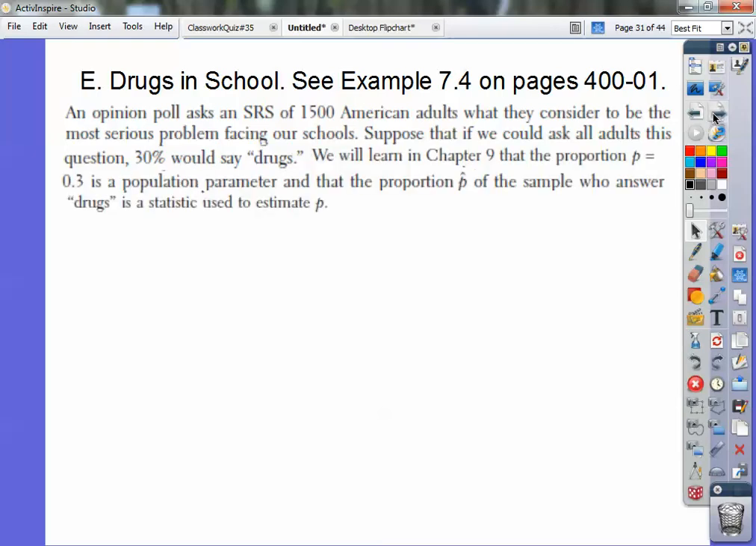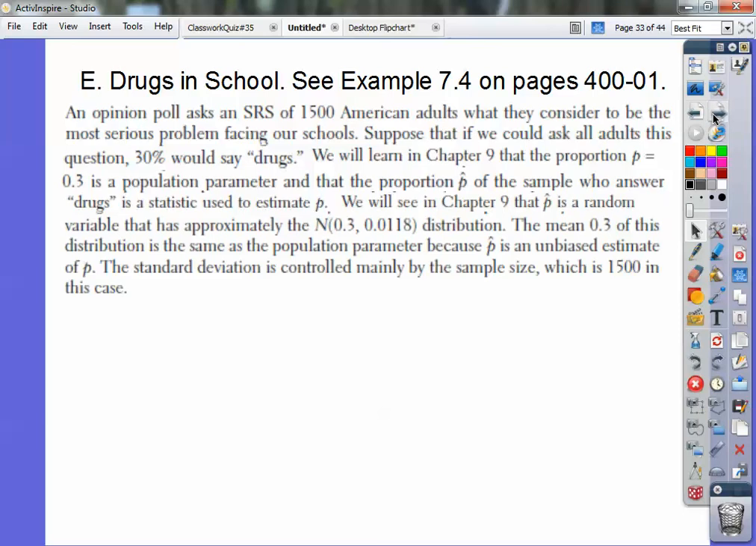So, we're going to learn later in chapter 9 when we come back from break that the proportion p, which is this right here, proportion 0.30 or 30%, is a population parameter. And this is a p hat right here, you guys. See that little symbol on top of that? It's a p hat symbol. So suppose the proportion parameter of that population is p, and p hat of the sample who answer drugs is the statistic that we're going to use. We're going to get a sample here, and that's going to be our sample that represents our population. Sorry, I'm getting my tongue all twisted up. It's not that bad, you guys.